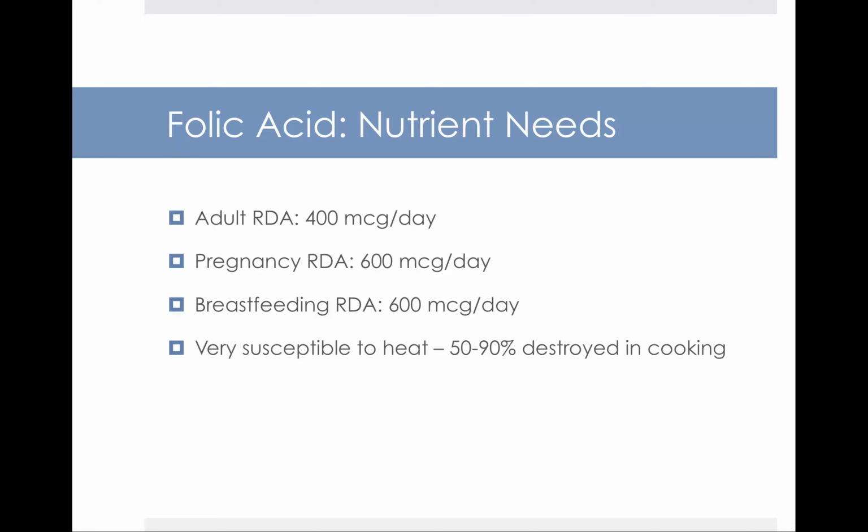The RDA differs in pregnancy compared to non-pregnancy because of those increased folic acid needs to help prevent neural tube defects and promote the closure of neural tubes. So the typical adult who's not pregnant or breastfeeding needs 400 micrograms a day, whereas a pregnant woman needs 600. Folic acid is very susceptible to heat. About 50 to 90% of it is destroyed in cooking.